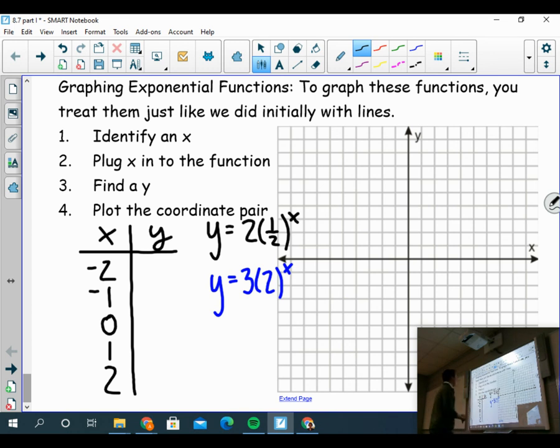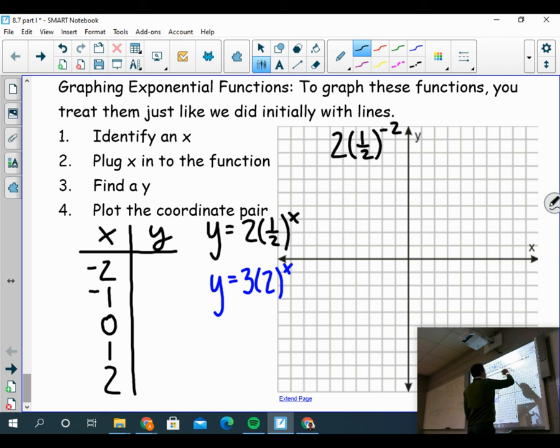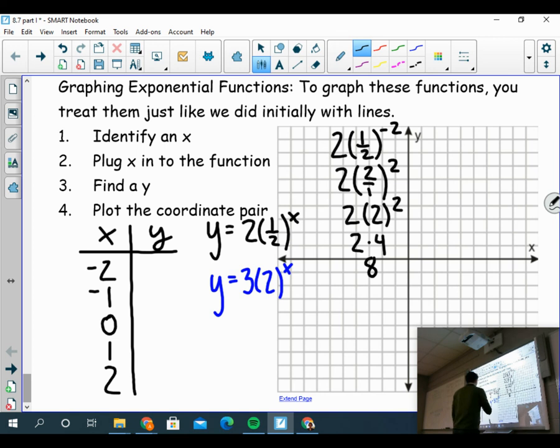So we identify x values. Then we're going to plug all of these x values into our function here in black, and find the appropriate y values. So 2 times 1/2 to the negative second. And this is where exponent rules really come into play. We saw in 8.5 that if we have a quotient in parentheses to a negative exponent, we can flip that quotient and rewrite our negative exponent as positive. I know 2 over 1 can be simplified to 2. So I get 2 squared, which is 4. My y value when x is negative 2 is 8.